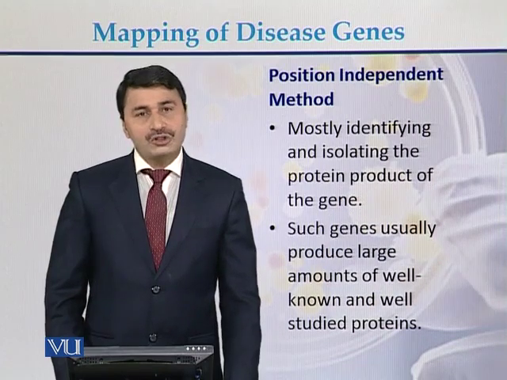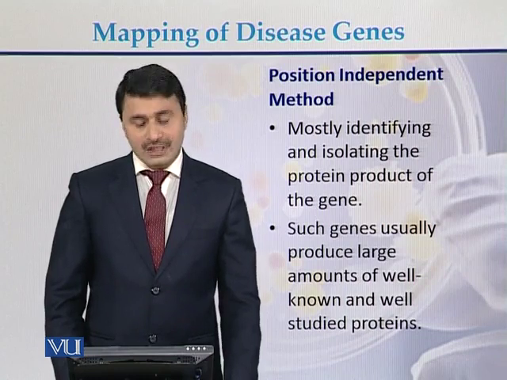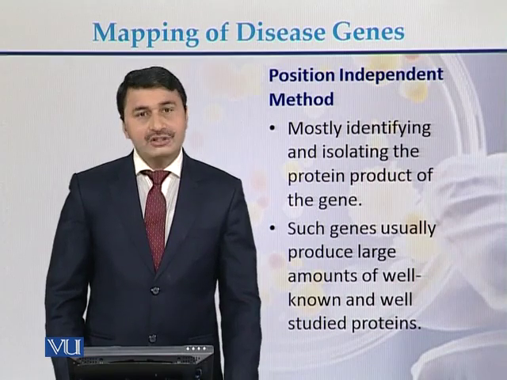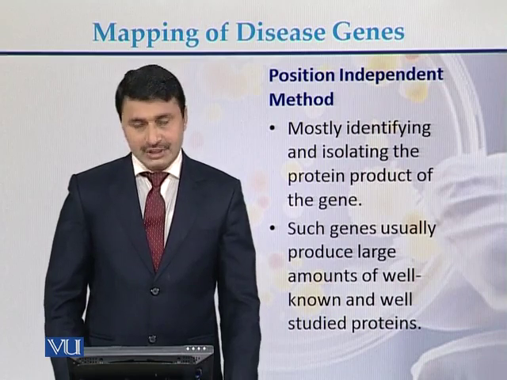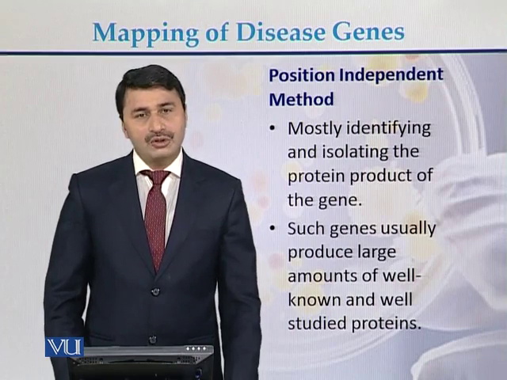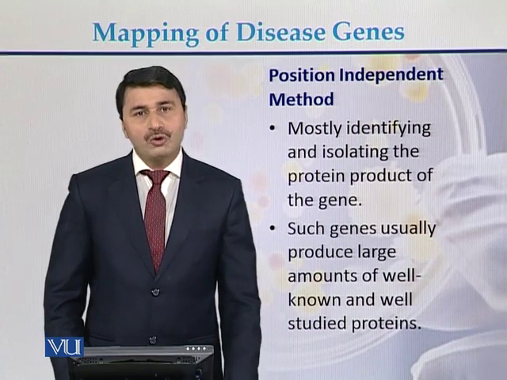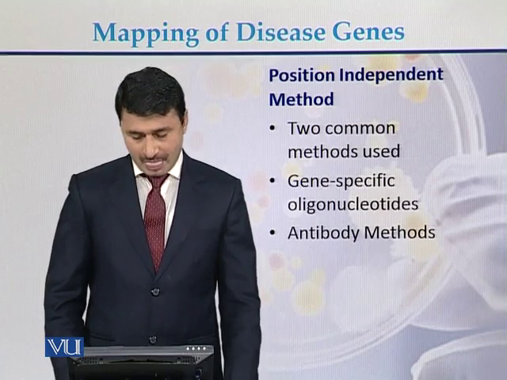In the case of the position independent method, most of the genes have been isolated with the help of protein products. Such genes usually produce large amounts of proteins, and they also produce well-studied proteins. So with the help of those proteins, disease genes are identified.